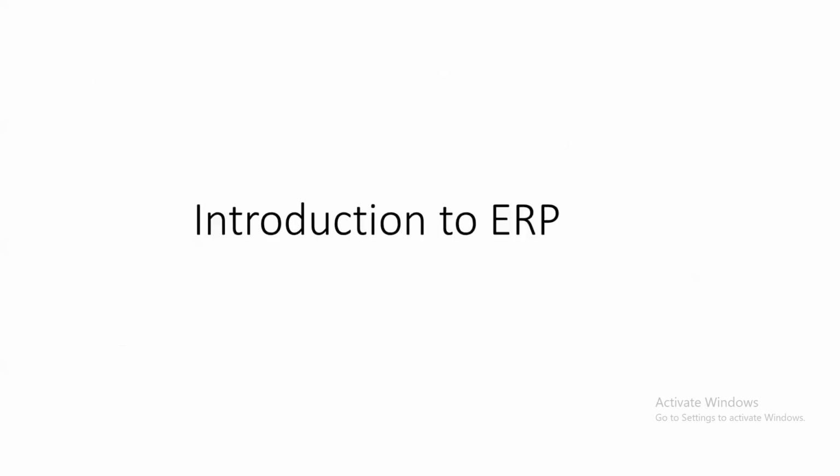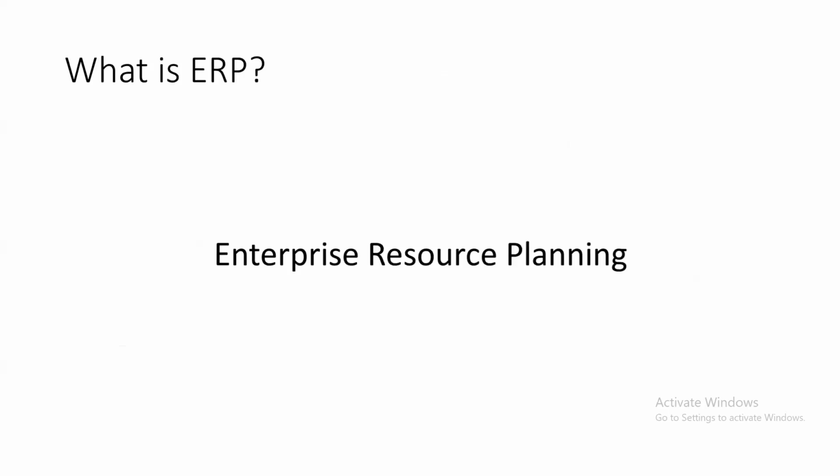SAP is the ERP tool. ERP means enterprise resource planning. Enterprise means organization. Resource means manpower and material. Planning means execution. In a manufacturing company, using manpower and material, they start doing the execution activities. That's why we call it an ERP. SAP is the ERP tool.